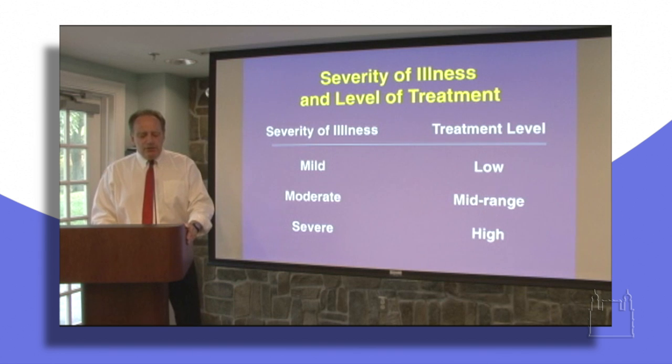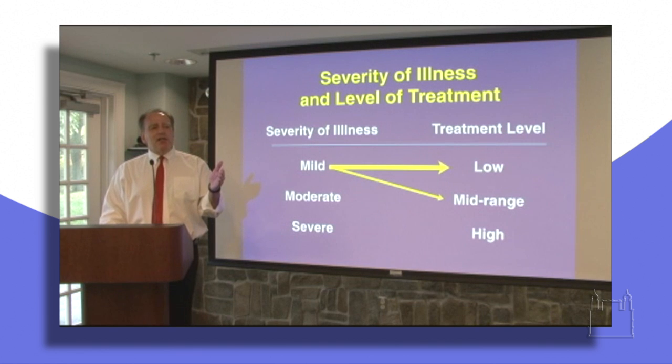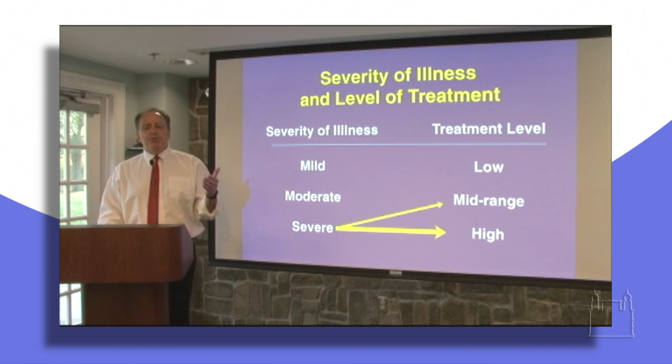Now, you'll argue that therapy differs. It does differ across here in Brazil, across the United States, but it doesn't differ that much. Somebody with mild illness will usually get a low level of treatment. Some will give a mid-range. Somebody with moderate will usually get a mid-range treatment in most places. Some will give a low and some will give a high. And most of the time, people with severe illness will get a high level of treatment, but some will get a mid-range.